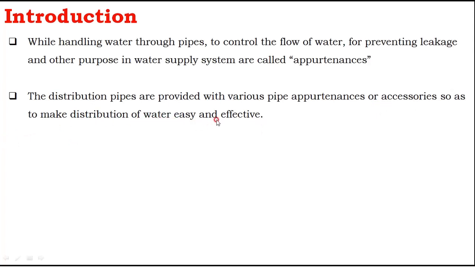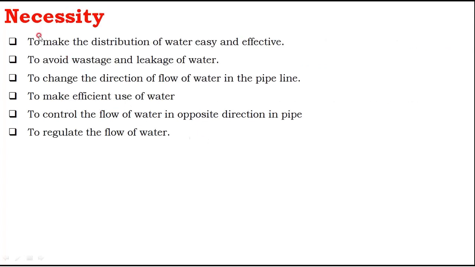The distribution pipes are provided with various pipe accessories so as to make distribution of water easy and effective. Regarding pipe, you know, pipe means a continuous cylinder with some diameter. But accessories used in pipes are very important, and we are covering them in this lecture. What is the necessity of studying these accessories? To make the distribution of water easy and effective.